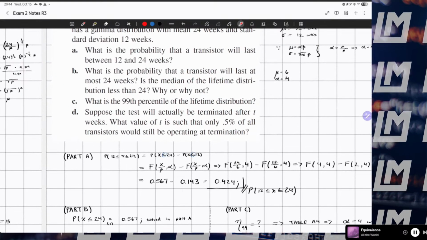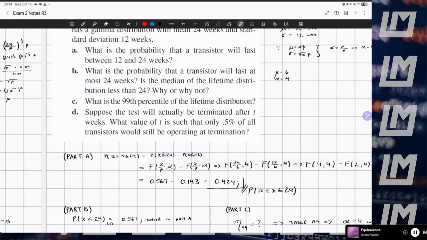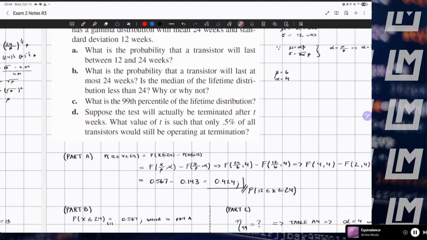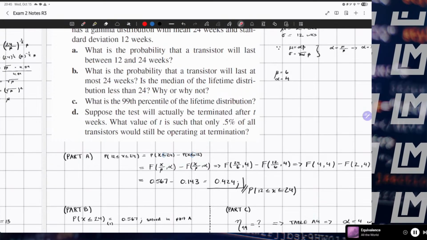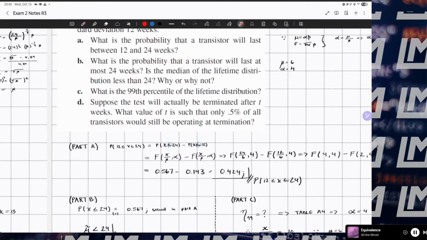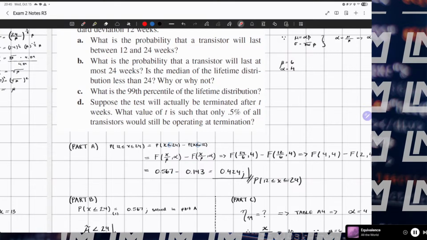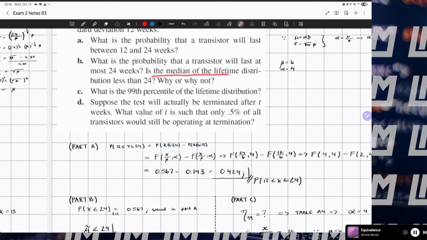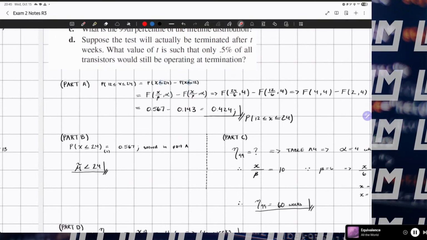So then part B: what is the probability that a transistor will last at most 24 weeks? Yeah, so that's the first part. I like to break it up into certain parts. What is the probability that a transistor will last at most 24 weeks? And then it asks, is the median of the life distribution less than 24? Why or why not?